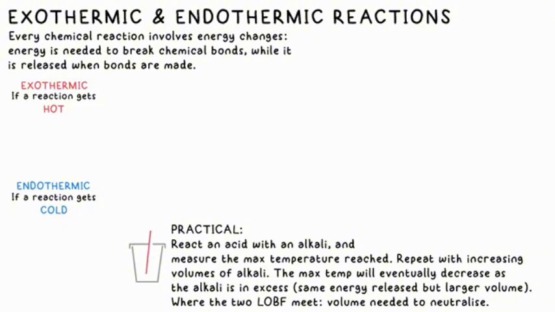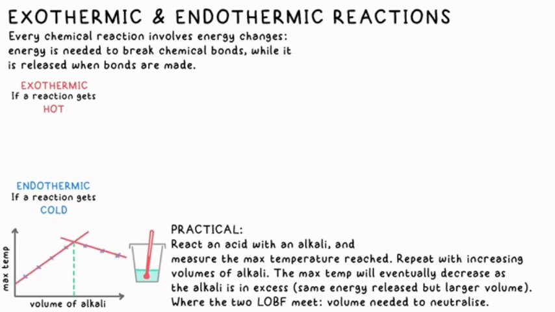We carry out a neutralization reaction between an acid and alkali in a polystyrene cup, which is well insulated, and a thermometer poked through a lid that sits on top. We measure the maximum temperature the reaction reaches, then increase the volume of alkali used and repeat. Eventually, the maximum temperature will not get any higher due to all of the acid reacting, and the same amount of energy released is being shared across a larger volume of liquid. We can draw two lines at best fit for the rise and fall in these max temperatures. Where they meet tells us how much of the alkali was needed to neutralize the acid.